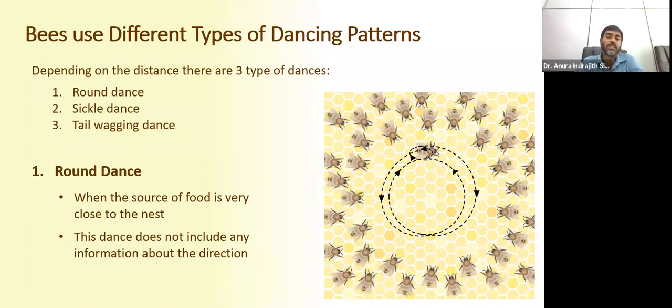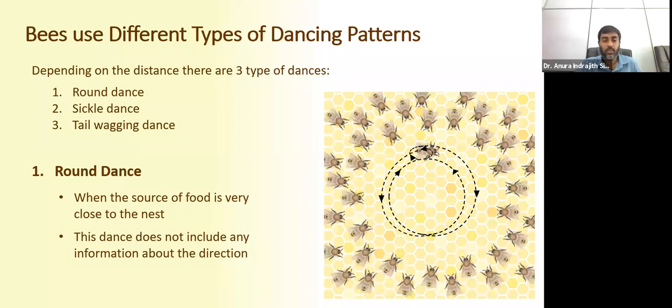So this bee dance was investigated by, as I told you earlier, Karl von Frisch. So he's a kind of ecologist, right? An Austrian ethologist. Now he identified this behavior of bees. For that, actually, he got the Nobel Prize also. It's a very interesting behavioral study. Now, there may be 3 types of bee dances: round dance, sickle dance, and tail wagging dance.